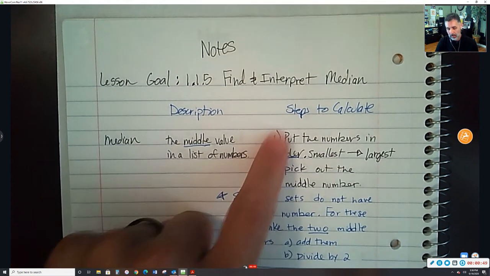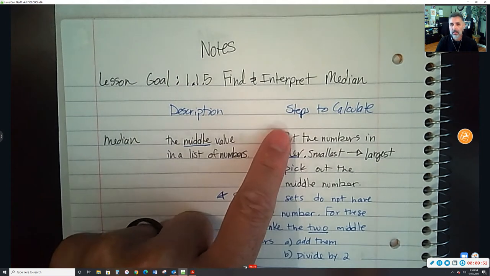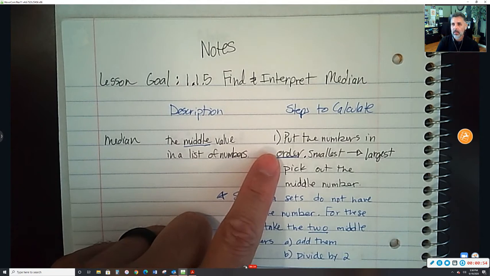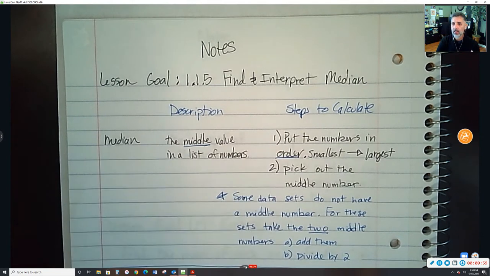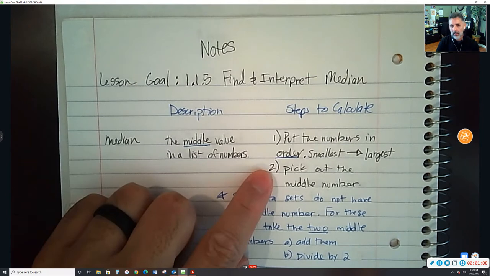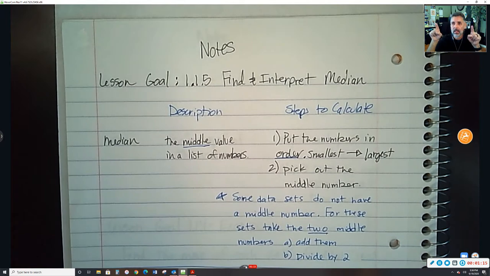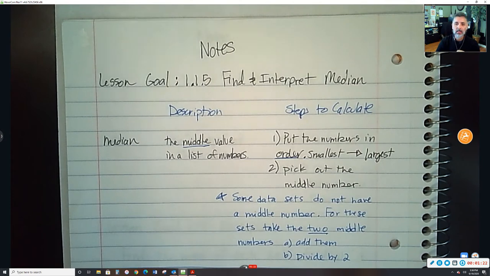Okay, and then over here we have steps to calculate the median. So the first thing you want to do is put the numbers in order from smallest to largest. Sometimes we'll get a list of numbers that are already in order, so we don't have to worry about that. But if they're not in order, we do have to put them in order. Okay. Number two, pick out the middle number. That's it. Just go through, kind of knock them off the ends, and then once you get into the middle, well, that's the median. And I'll show you guys an example in a second.